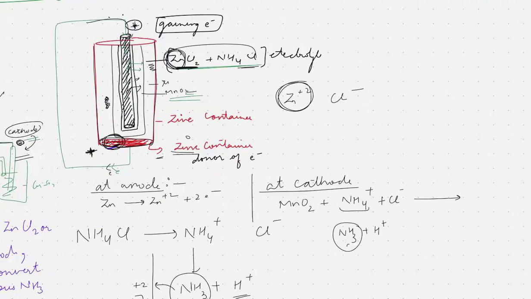Ammonia is gaseous. We cannot allow it to build up inside the battery, otherwise the battery will burst. So we convert this into a solid substance. But if we have H plus and Cl negative, they form a strong acid called HCl. So if we do nothing about H plus, this H plus will start reacting with the jacket of the cell, which is made up of zinc.